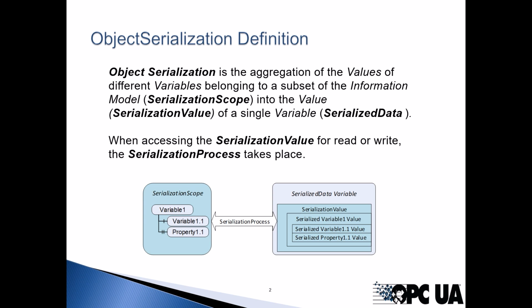On read or write access, the serialization process takes place. In case of read access, the values of the variables in the serialization scope are transferred into the serialization value. In case of a write request, all values aggregated in the serialization value are written to the original values of the variables in the serialization scope.